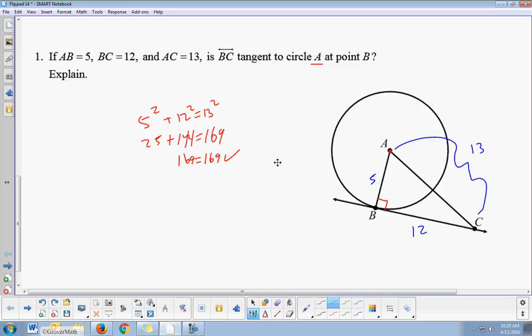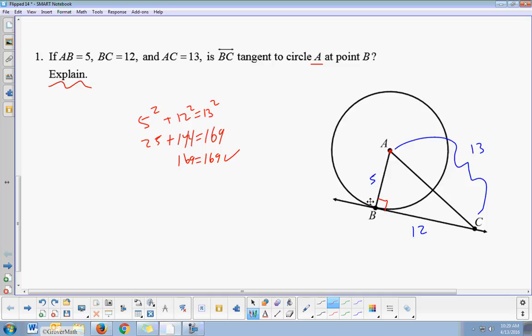So in the explanation, I would write something along the lines of, BC is tangent to circle A because the three lengths of triangle ABC fit the Pythagorean theorem, which proves that angle B must be a right angle, 90 degrees, and if a radius intersects an exterior line at a 90-degree angle, that line must be a tangent. Something long and complex like that.